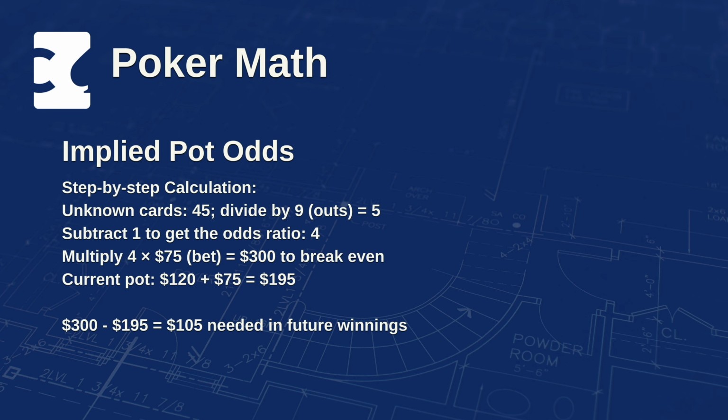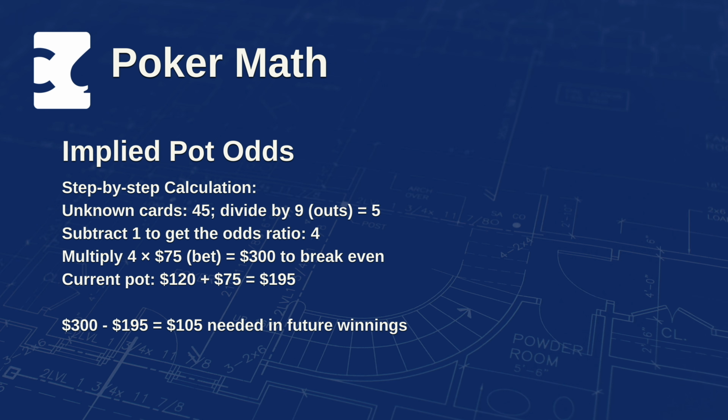We have 9 outs, so we would divide the number of unknown cards, which is 45, by 9, and we get 5. We subtract 1 to get back to pot odds, which equals 4. 4 times 75 is 300, so we need to make 4 times the bet size to break even. And since there was 120 in the pot, plus his $75 bet, that equals $195. We would subtract the $195 from the $300 we need to make to get $105 total dollars that we need to make throughout the rest of the hand to make this a profitable call.